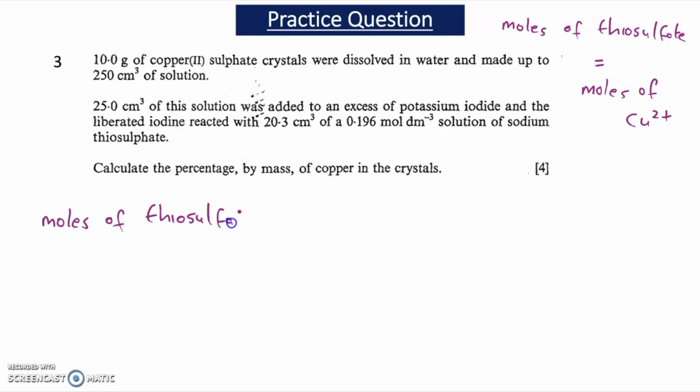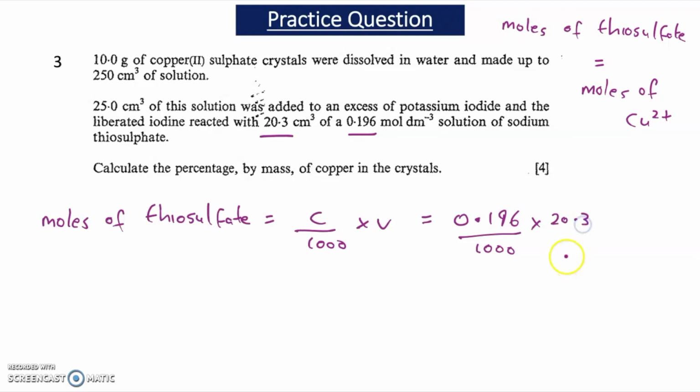So the concentration of sodium thiosulfate here is 0.196 moles per decimeter cubed. So I'm going to divide that by 1,000 and I'm going to times it by the volume. And the volume given to you in the question is 20.3 centimeters cubed. So to work out the moles of thiosulfate, I have 0.196 over 1,000 times 20.3, and this comes out to be 3.9788 times 10 to the minus 3.